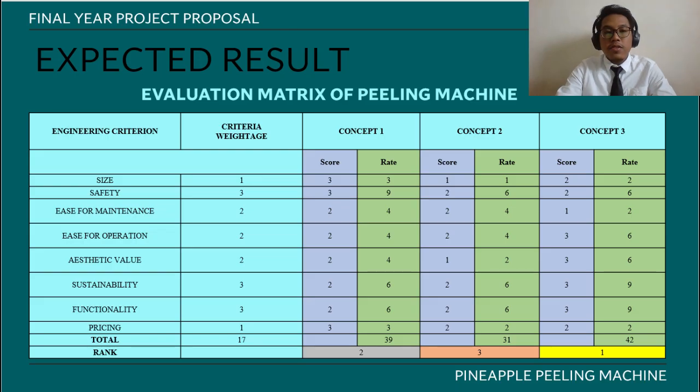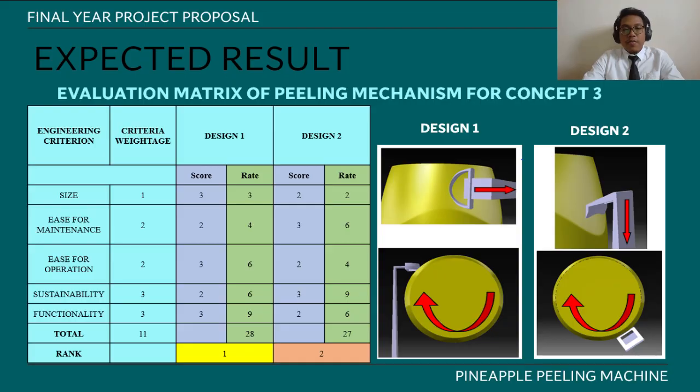Next, I will talk about evaluation metrics. In the peeling machine evaluation metric for this project, 8 engineering criteria were selected to determine which concept was best. In this evaluation, concept 3 was selected with a total score of 42 because it best meets the given criteria. Next, in the evaluation method of the peeling mechanism for concept 3, I have designed two designs to be compared. 5 engineering criteria were selected to determine which design was best. In this evaluation, design 1 was selected with a total score of 28 because it best meets the given criteria.